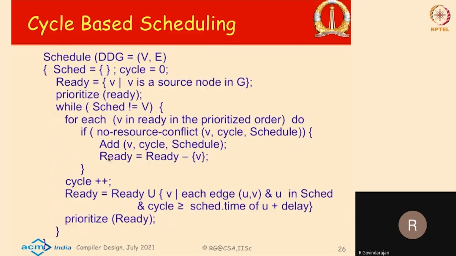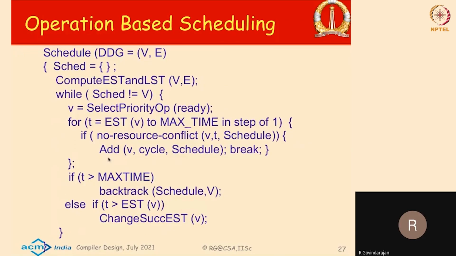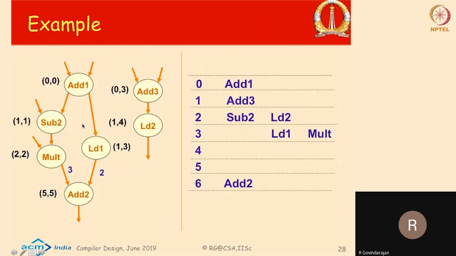There is something similar which is called operation-based scheduling, where you don't go cycle by cycle, but you pick an operation and you try to schedule it between its earliest start time and latest start time. Of course, you have to do certain adjustments if some nodes cannot be scheduled between the earliest start and latest start, and so on and so forth. So there are some levels of detail here. I will not go into that, but that's really what you do. Let me just quickly explain this with the help of an example.